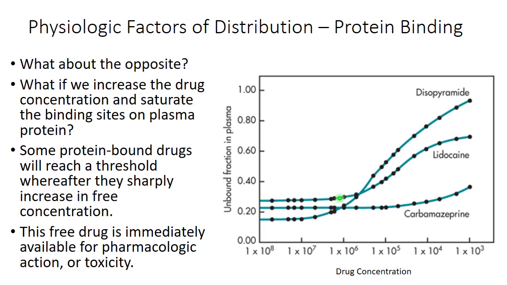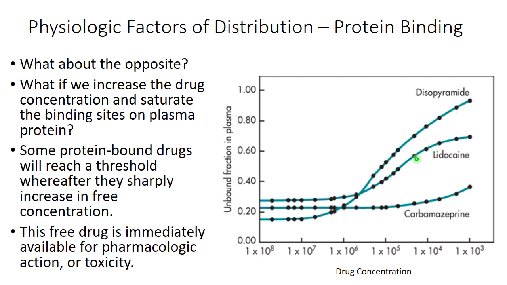But then all of a sudden we go a little higher, and the unbound fraction goes way up. That means the free drug fraction goes way up, right? So that means we've started to saturate our albumin, or whatever the protein binding site is, whatever plasma protein we're talking about, we're saturating it, and we have no more capacity to hold on to that drug. So now any more drug that you give is going to be free. So the unbound or free fraction is going way up. Remember, the free form is what's going to be pharmacologically active.